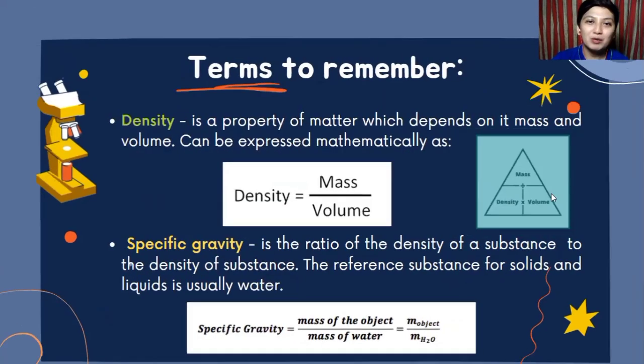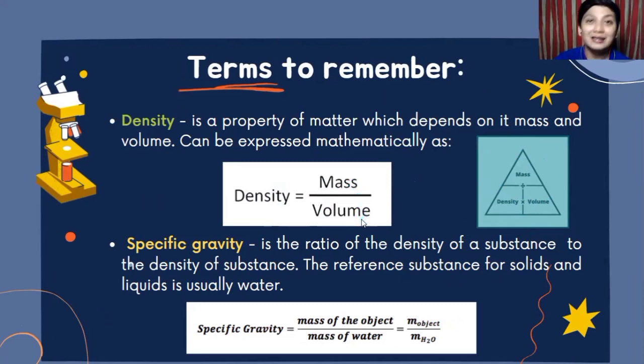And of course, there is what we call density. Density is a property of matter. It's a unique property of matter that depends on its mass and volume. It can be expressed mathematically as density equals mass over volume. You can use this triangle to derive what formula you're going to use. But if you are looking for density, it is mass over volume.